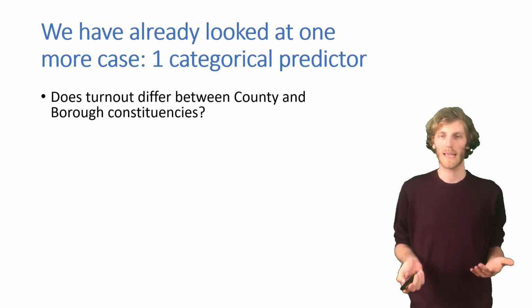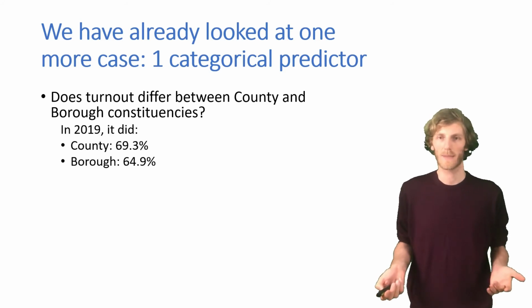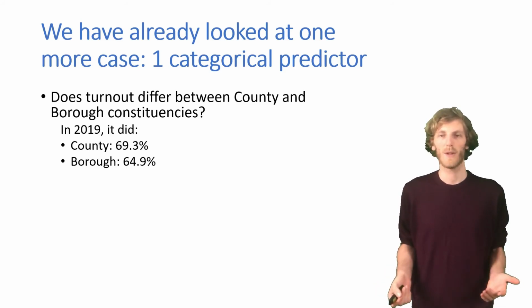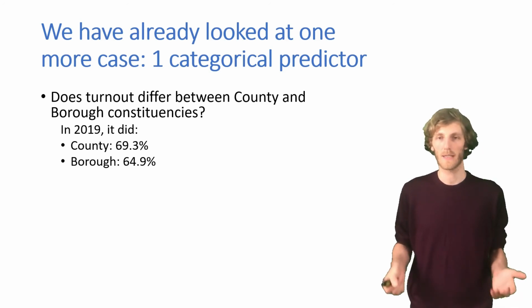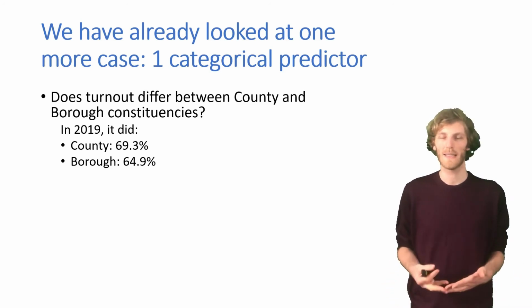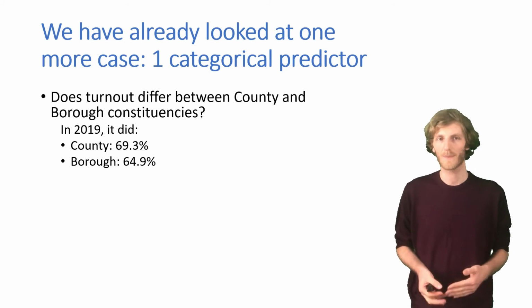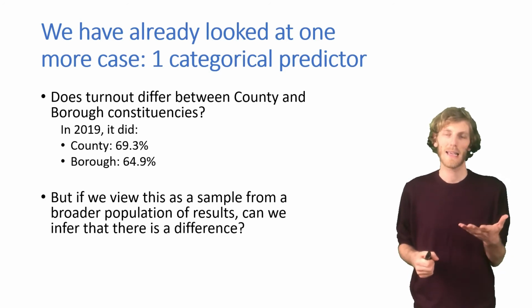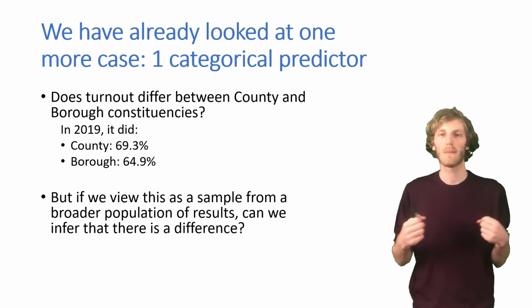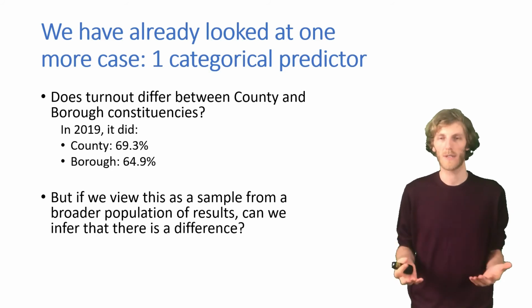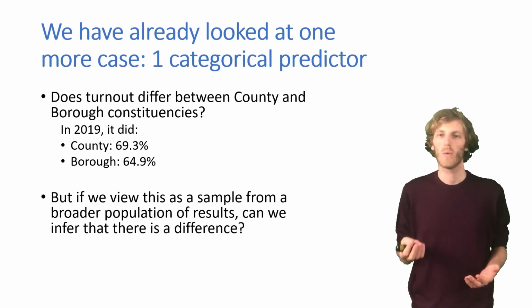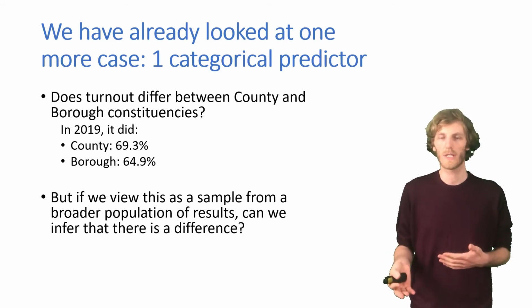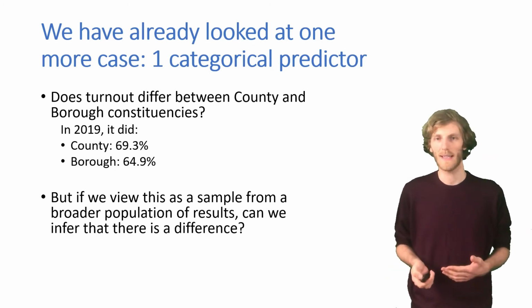If we just care about 2019, that's a question purely about descriptive statistics. We can look at the averages and see, well, turnout in 2019 was higher in county constituencies. However, we might want to see those results as a sample drawn from a larger population of election results across multiple election cycles. And then say, well, how likely could it be that this difference is just due to chance? For that, we would need to then run an inferential statistical test.